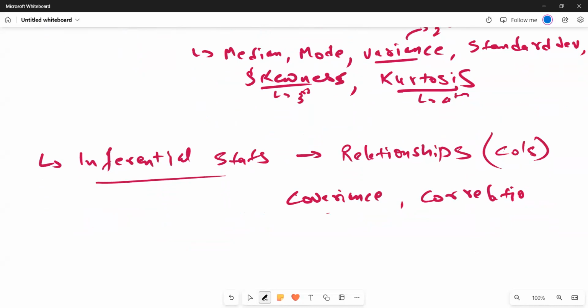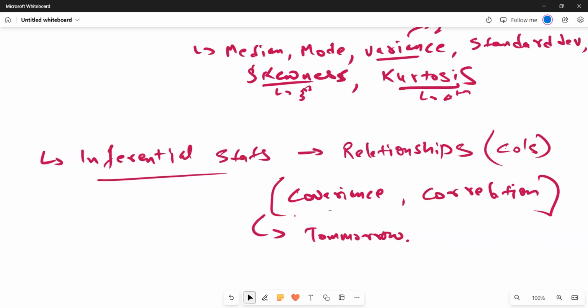All right. So these 2 terms we are going to discuss in tomorrow's session. What exactly is correlation and covariance? Right.